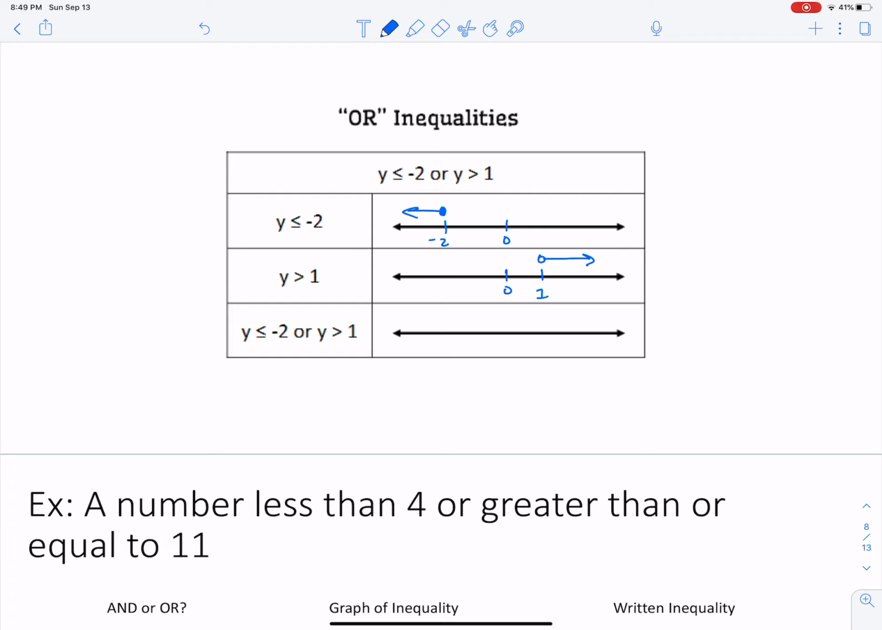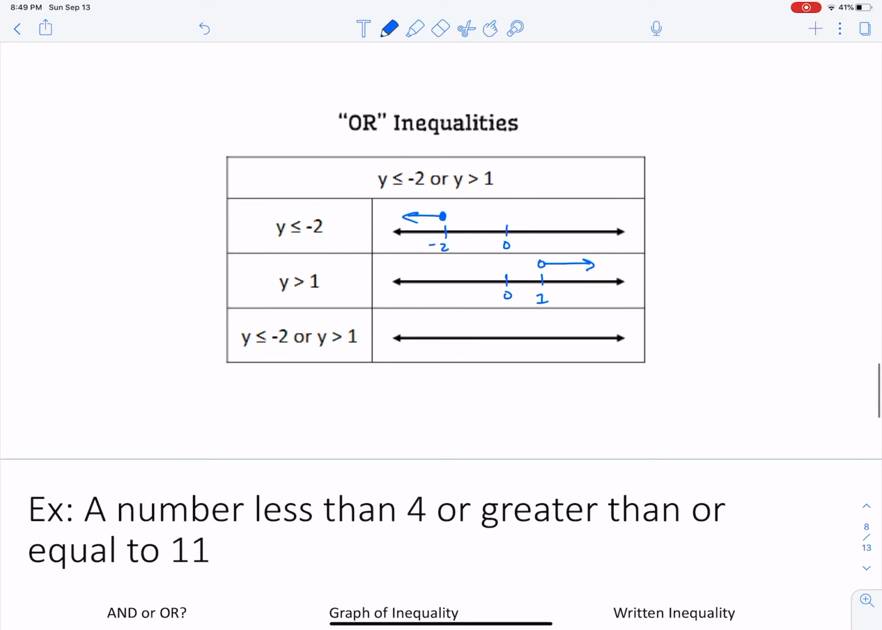Now if you'll see here, there's no overlap on this one. So what you do is you just go ahead and combine them, because they fit into either category. So you're going to combine these graphs. I'm talking about numbers that are greater than 1, but I'm also talking about numbers that are less than or equal to -2. They can fit into either category.